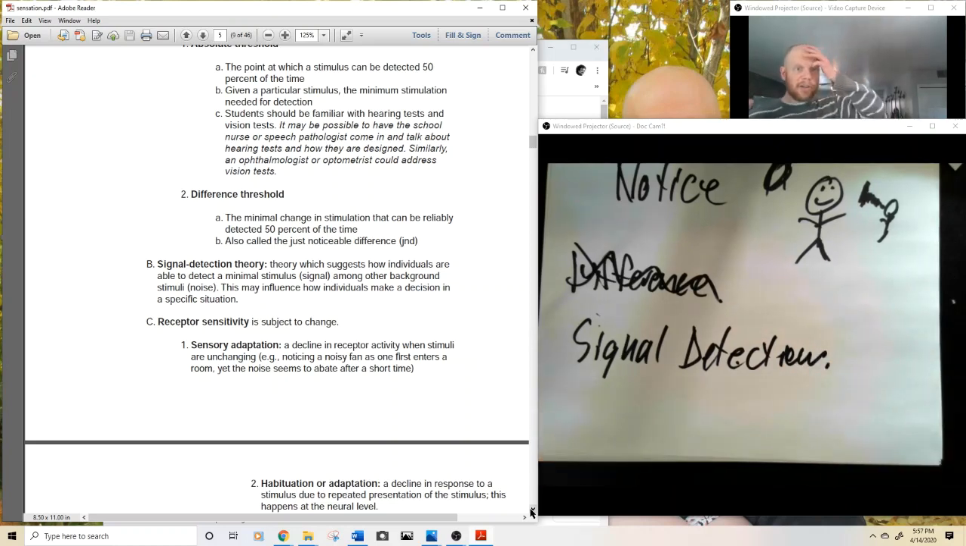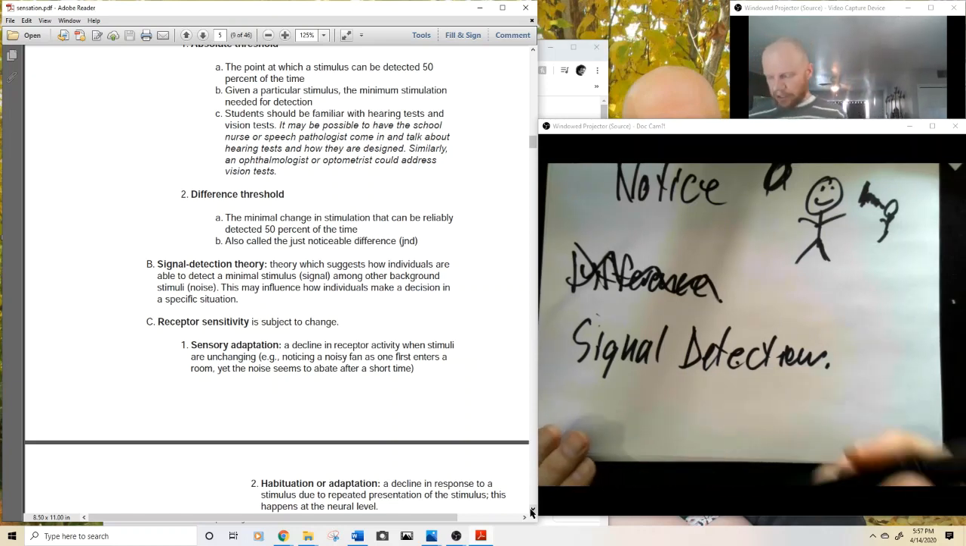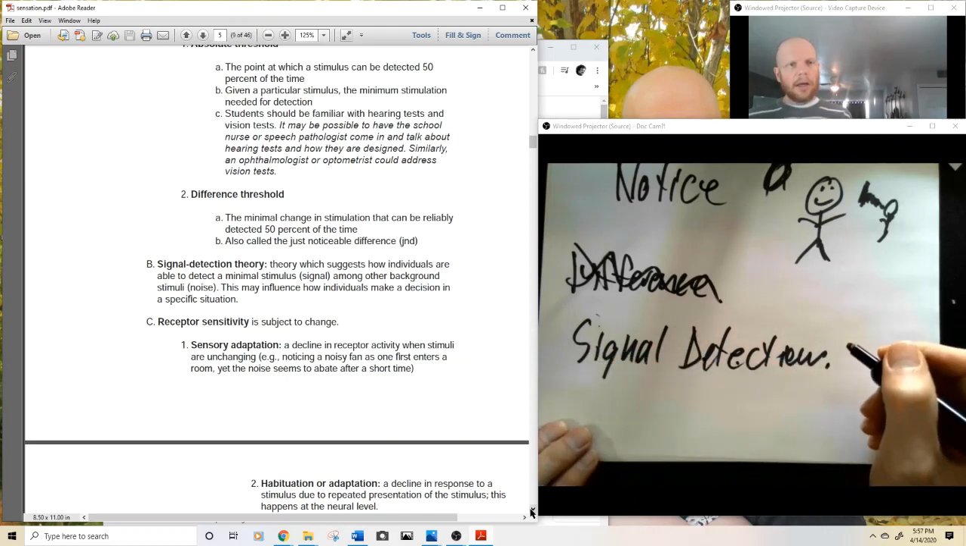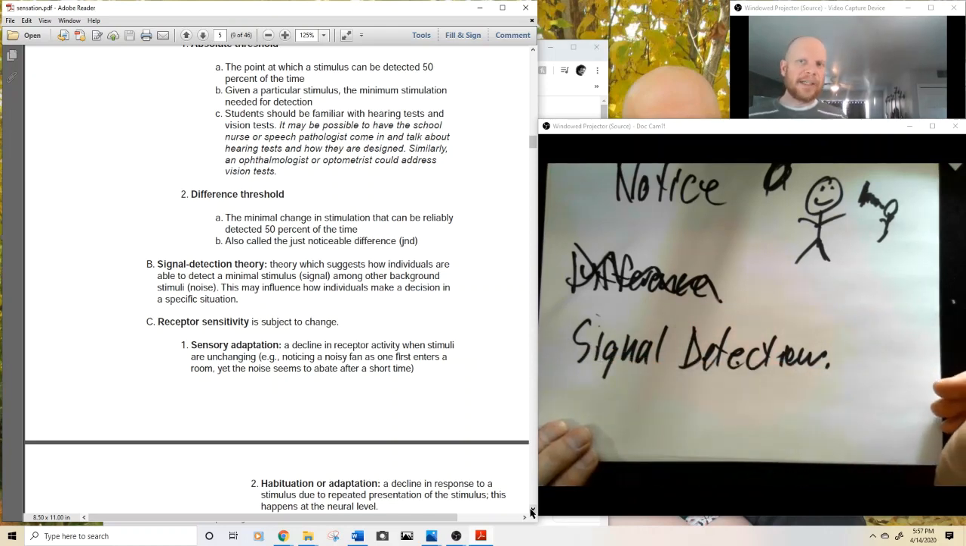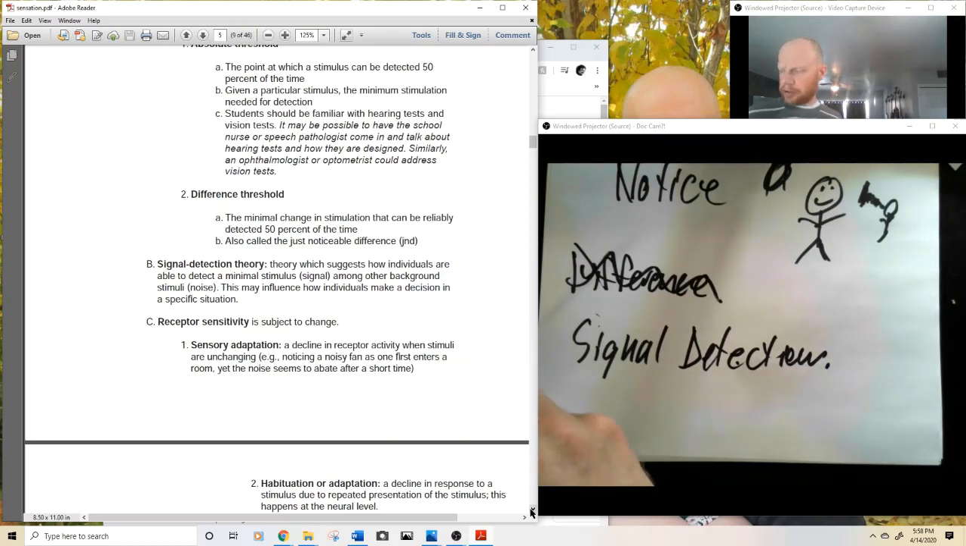The theory suggests how individuals are able to detect the minimal stimulus among other background stimuli. This may influence how individuals make a decision in a specific situation. What's interesting is we are kind of attuned to get particular sounds. If you take penguins, there are these penguins that live on an island in South Georgia, just north of Antarctica, and there's like 2 million penguins on this island.